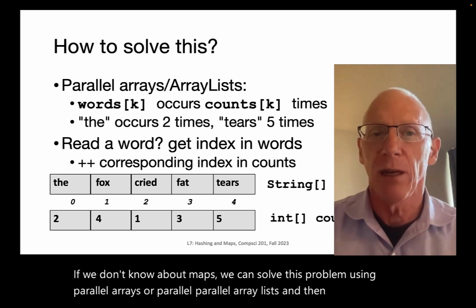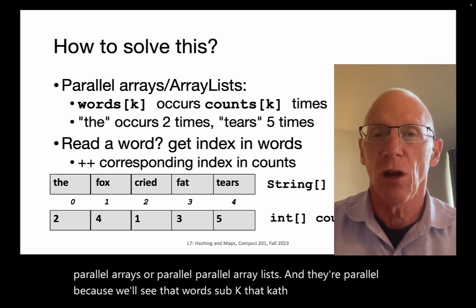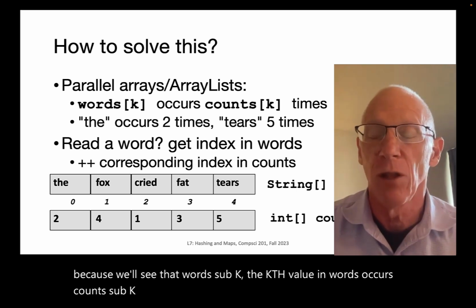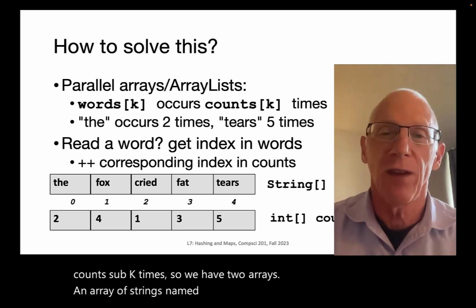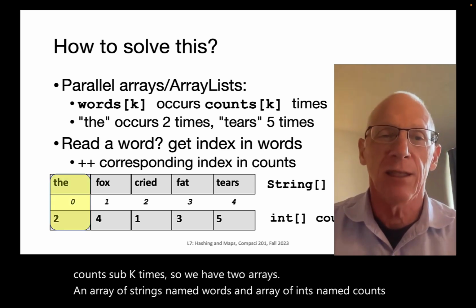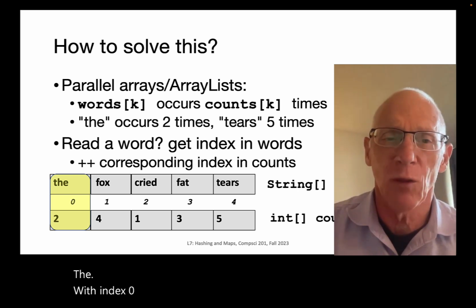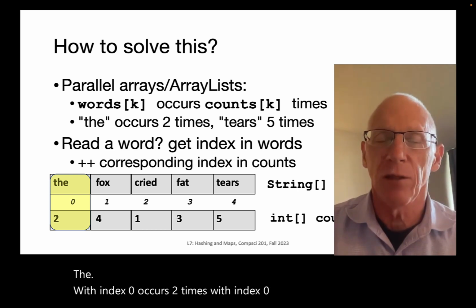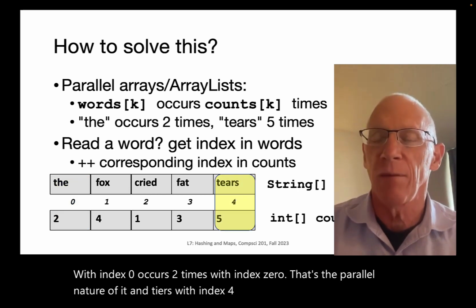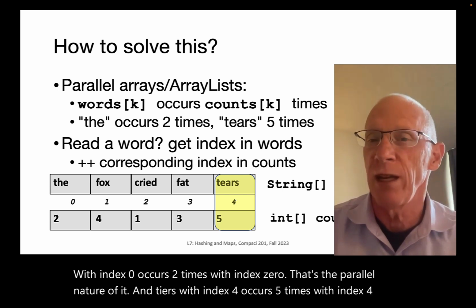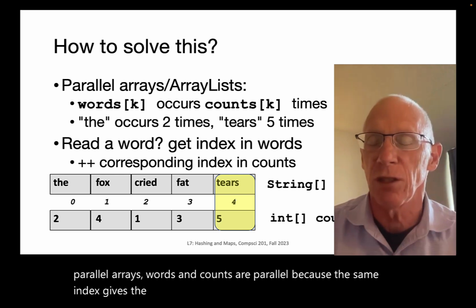And they're parallel because words sub k, the kth value in words, occurs counts sub k times. So we have two arrays, an array of strings named words and an array of ints named counts. And in our example, the with index 0 occurs 2 times with index 0. That's the parallel nature of it. And tiers with index 4 occurs 5 times with index 4. The parallel arrays, words and counts, are parallel because the same index gives the number of occurrences of the word with that index.